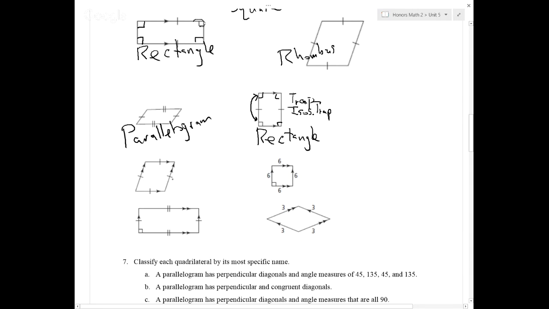Next one down, we have opposite sides parallel, but also all 4 sides congruent. So that would be a rhombus.